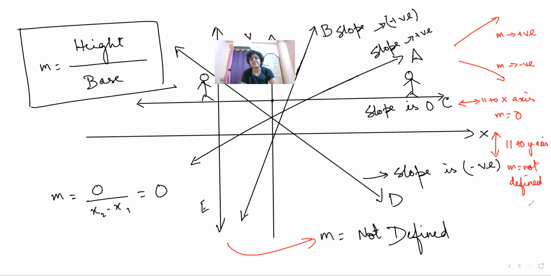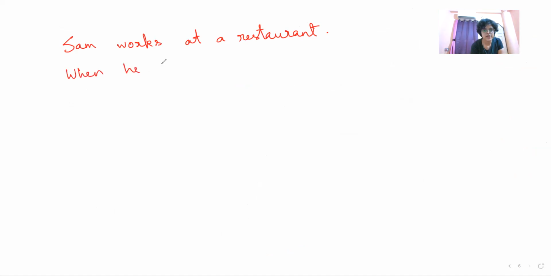This is about it. Now we are going to try to solve a few problems with these concepts and see how we do there. Okay, so first, let's say Sam works at a restaurant. When he leaves for work on one particular day, he has $45 with him, right?